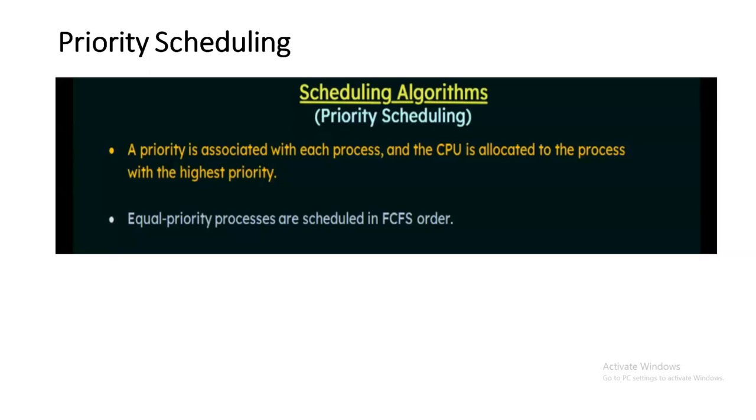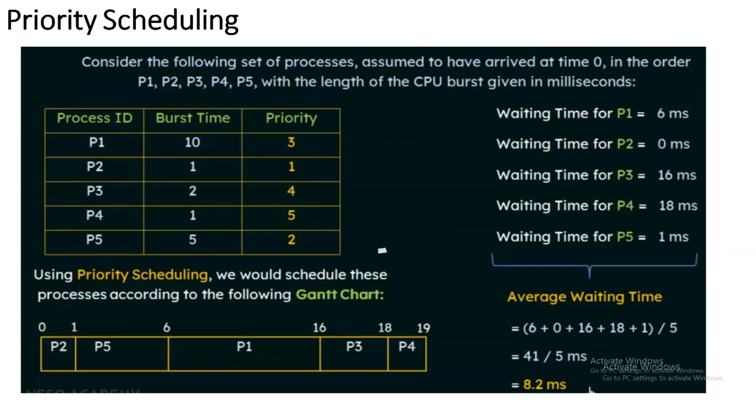Priority means whichever process is given the highest priority will be served first by the CPU. When a process comes, it will have an arrival time and a burst time, and in this scheduling algorithm, additionally, a priority will be given to each process. Whichever process has the highest priority will be assigned to the CPU first. If two or more processes have the same priority, that case will be solved using first come first serve order. So whichever process arrived first will be served first.